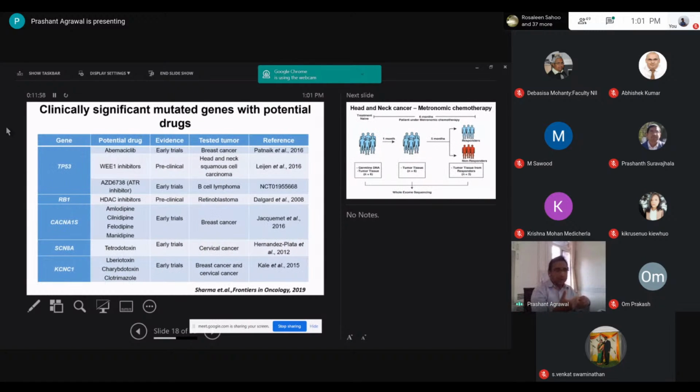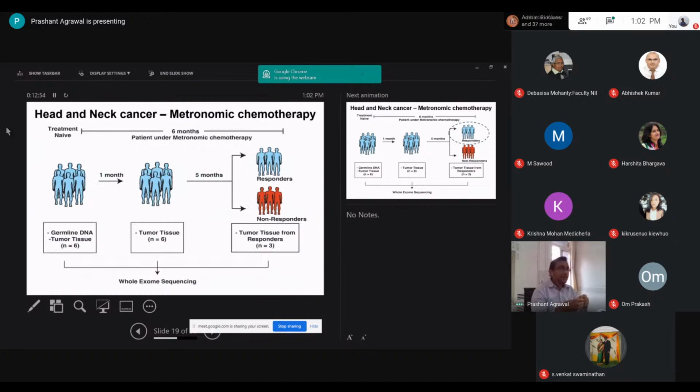When you are performing such NGS, your expectation is that you would identify either a novel mutation or something which already exists. If you see clinically significant mutated genes, you could find a potential drug. There are already drugs available for P53, RB1, and others. Like sodium ion, potassium ion, there are some molecules already identified and potential drugs available. So if you identify a novel mutation, you could find whether a preclinical or clinical drug is available, even at the level of clinical trial phase 2 or phase 3, and it could be given to the patient. This is remarkable. Some of these drugs are already in clinical trials for other cancers like breast cancer and cervical cancer.